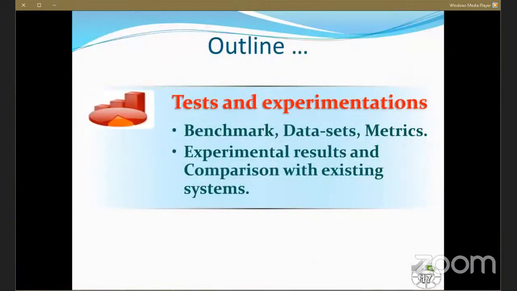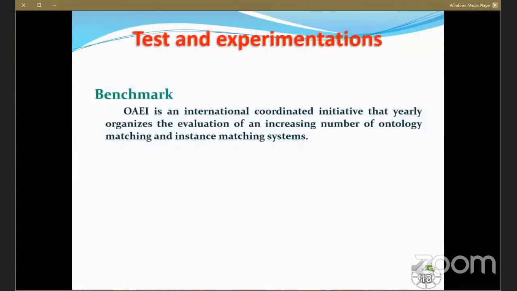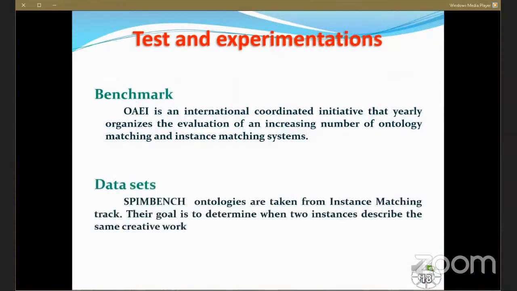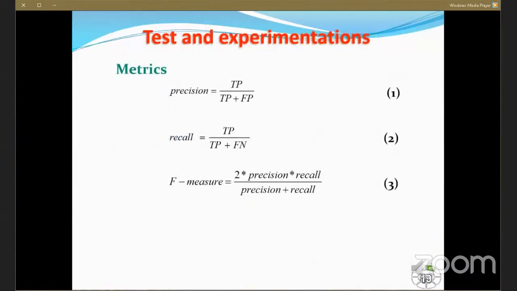In the following, we will present the experimental results of our system. So, to evaluate the efficiency of our system and to enable the comparison of obtained results with those of other approaches, we have conducted experiments on the standard and recent benchmark Ontology Alignment Evaluation Initiative 2019 and 2020. We have used the datasets from the SPIMBENCH ontologies of the instance matching track. The performances of our system are measured by computing recall and F-measure score, and the obtained results are presented in the following table.